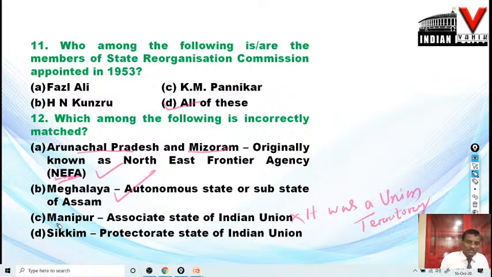So that is question number 6. It's C. Okay, C is the answer. So Sikkim was a protectorate state because it was kept under the Indian Army in 1947. So it is called a protectorate state. Got it? Now we shall move to the next question.